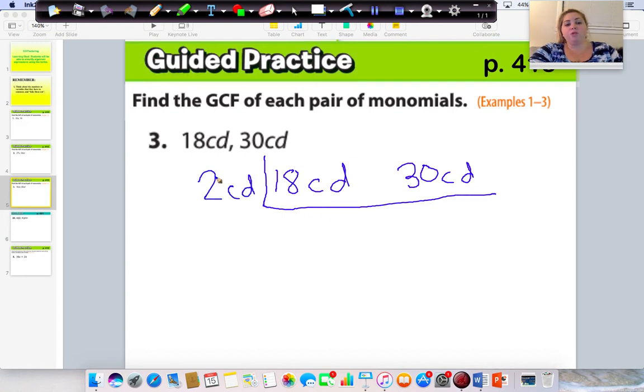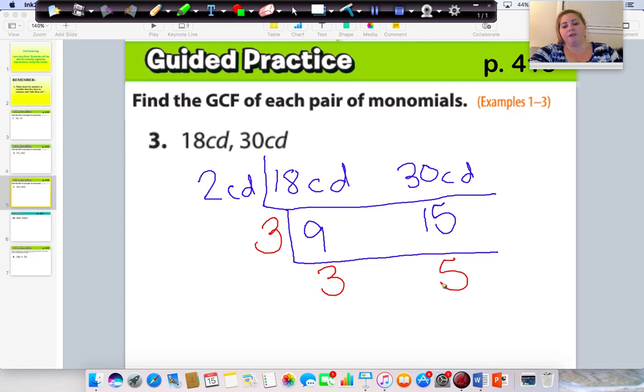Well, what times 2CD gives me 18CD? That's 9. 2CD times 9 gives me 18CD, and 2CD times 15 gives me 30CD. Now I see that 9 and 15 have a number in common, and that number is 3. 3 goes into 9, and it goes into 15. 3 goes into 9 3 times, and 3 goes into 15 5 times.